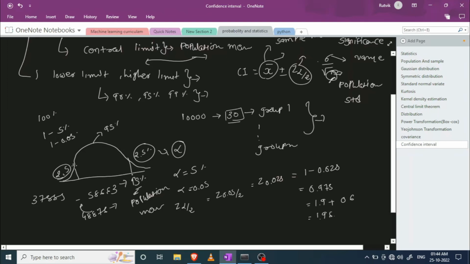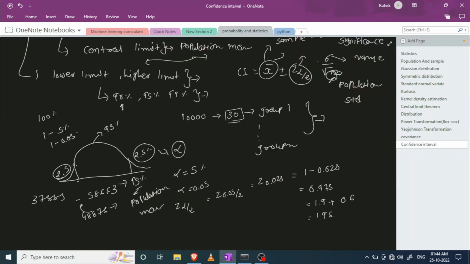So suppose if you move towards less confidence, right, if you want to check for 90% confidence, then this range is going to be smaller. So this is all about the confidence interval, and let me summarize this for you.